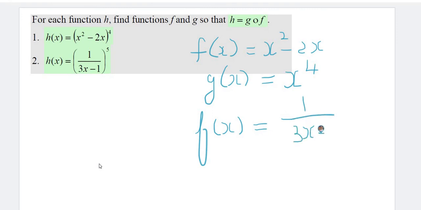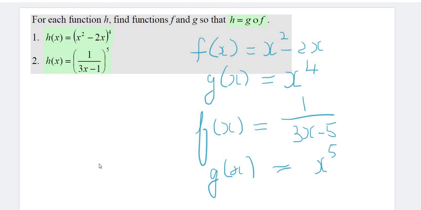And you can have more than one answer here, but okay, I'm going to do that, and then I'm going to say g is x to the 5. But you can actually have maybe a 1 over x to the 5 or something, and then your f just be 3x minus 5. So you can have more than one answer. There's not always just one answer here. As long as you understand that the right hand side one must be the inside function. So if it's g circle f, then f is the inside function.